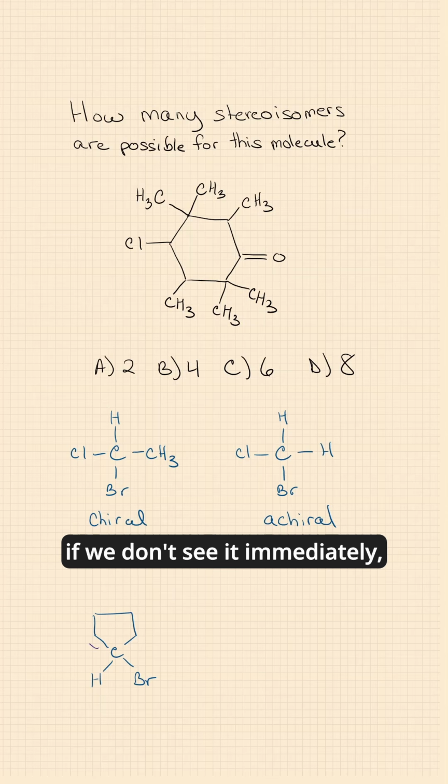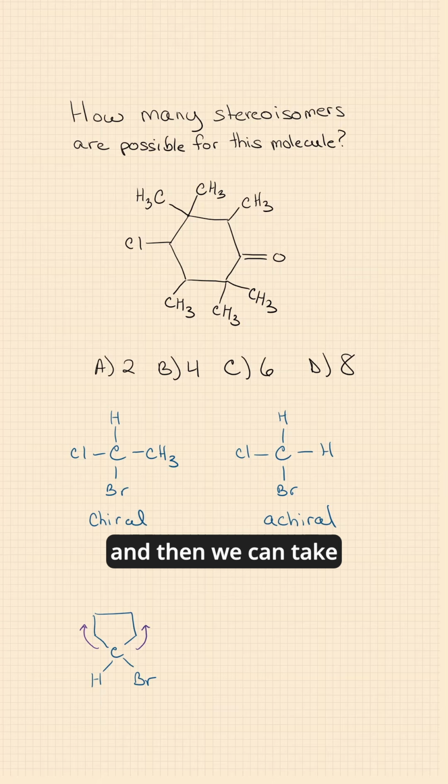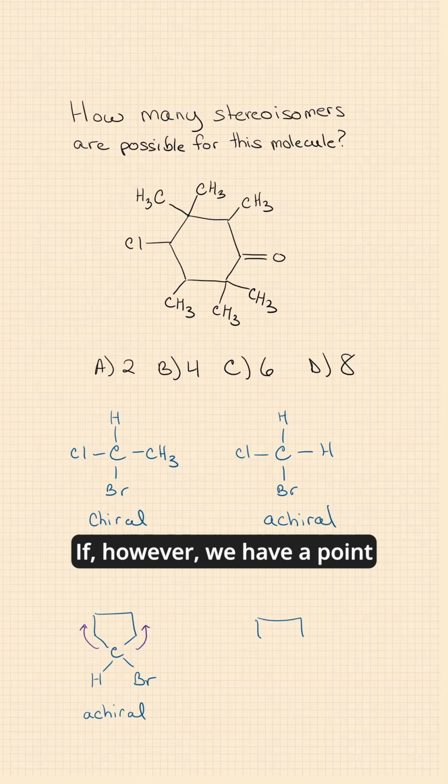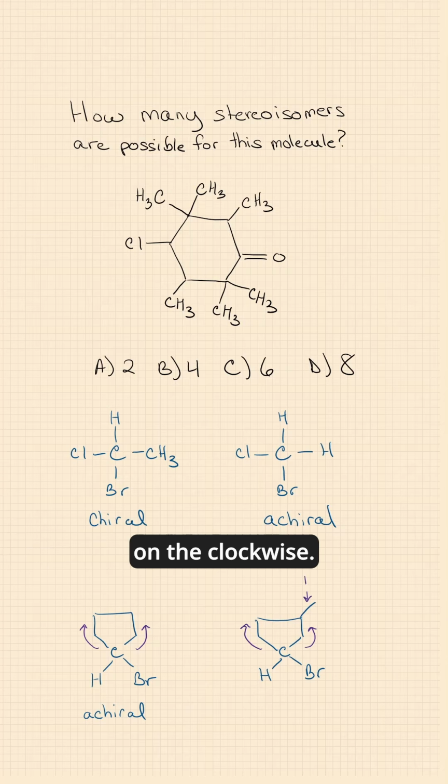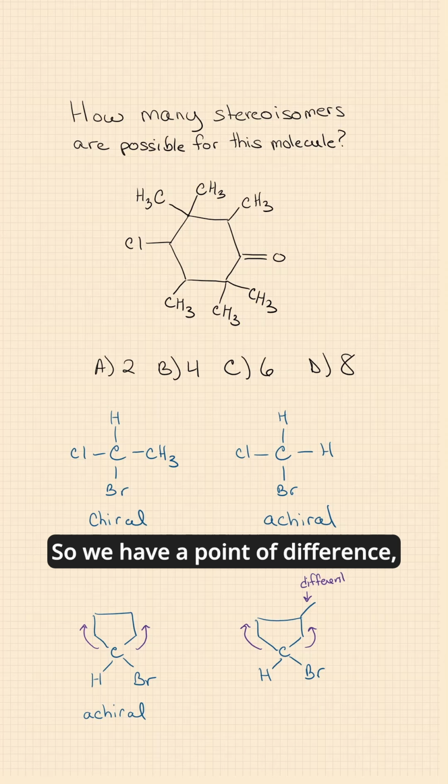And the way we can check, if we don't see it immediately, we can take a walk clockwise along the ring, and then we can take a walk counterclockwise along the ring, and if they're the same, then it's achiral, like we have in this case. If, however, we have a point of difference, we have an asymmetrical ring, and we take that walk clockwise, and then we take that walk counterclockwise, in this case we see a methyl group earlier than we would on the clockwise. So we have a point of difference, which means that we have a chiral molecule now.